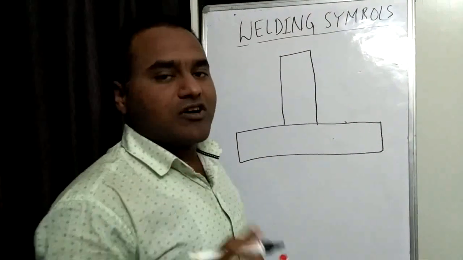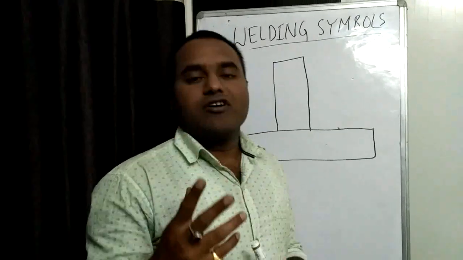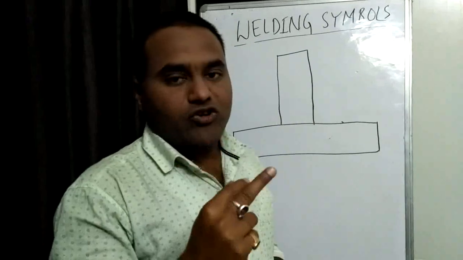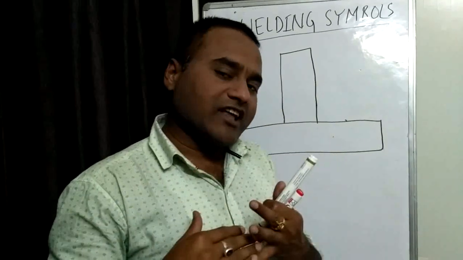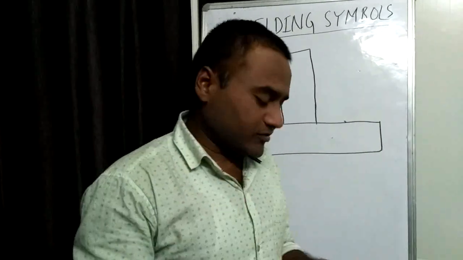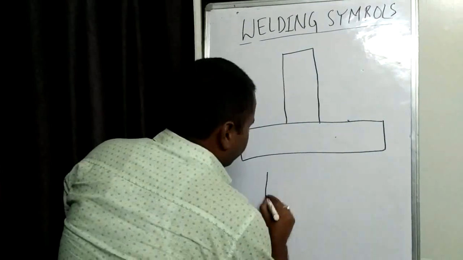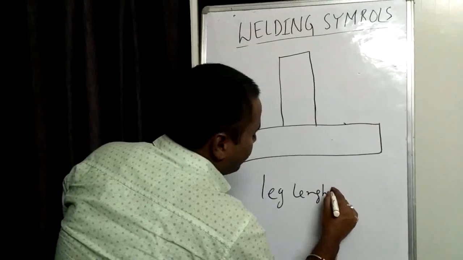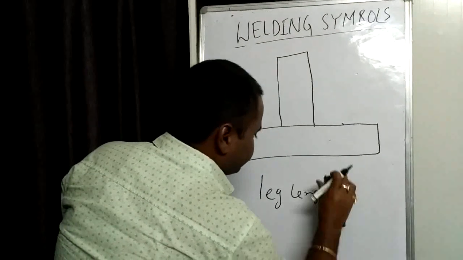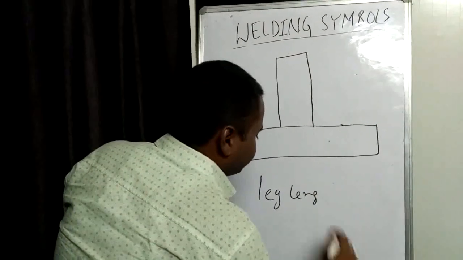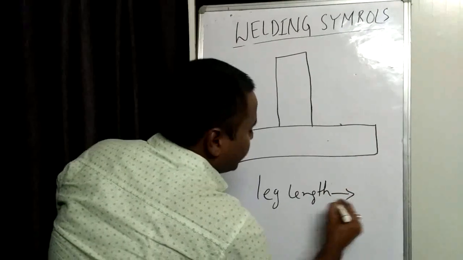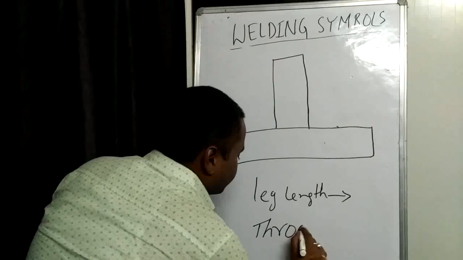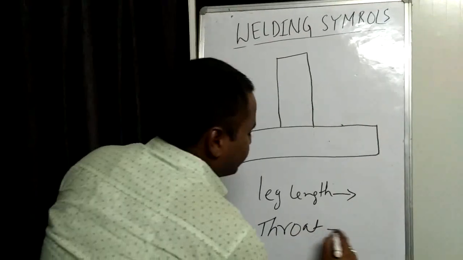As per ISO, we can show leg length as well as the throat, or either we can show leg length or throat, or we can show both. In ISO system, leg length can also be shown on the drawing, and the throat can also be shown on the drawing.